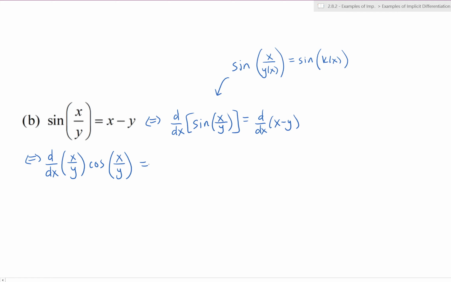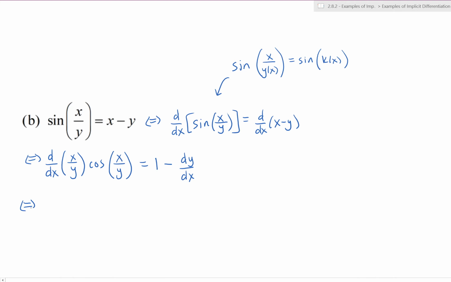Right-hand side, the derivative of x with respect to x is just 1, and then minus the derivative of y with respect to x, which is just dy/dx. That's what we're after. So what do we still have to do? There's this derivative of x divided by y, keeping in mind that y is the output variable. So that's a quotient of functions, and we actually have to apply the quotient rule there. Let's do that.